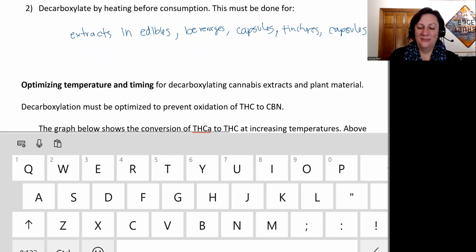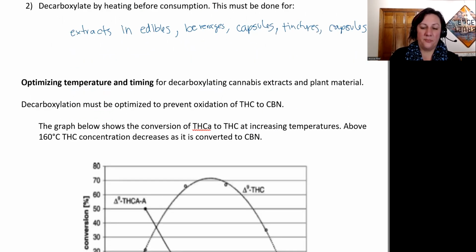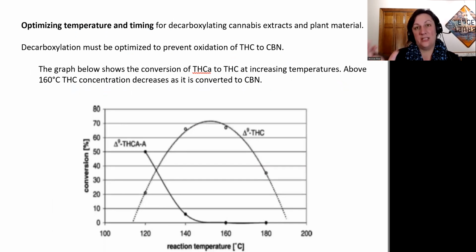So building on that reaction that we saw that showed THCa converting to THC, but then oxidizing to CBN, I'd like to talk for a minute about optimizing the temperature and the timing for decarboxylating cannabis extracts and plant materials. You need to optimize it to prevent that oxidation to CBN, which will reduce the overall THC content of your sample.